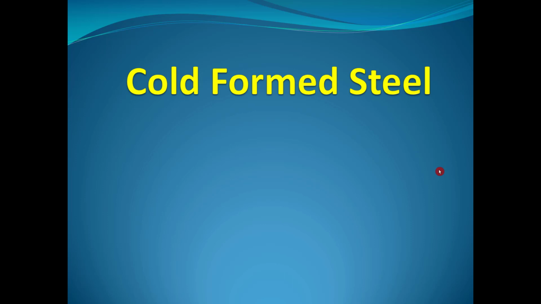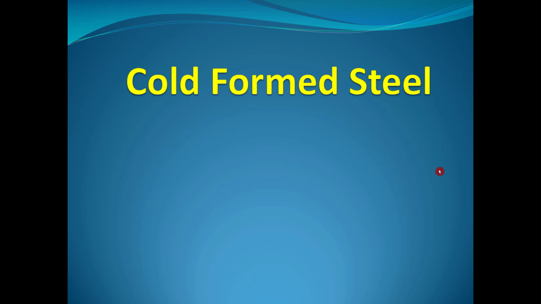Today, in this class, we will discuss cold form steel. Generally, we can divide steel into two types: hot rolled steels as well as cold form steels. The difference between these two steels is that in the case of hot rolled steel members, the molten steel is passed through a series of rollers which are properly arranged to make a definite shape.